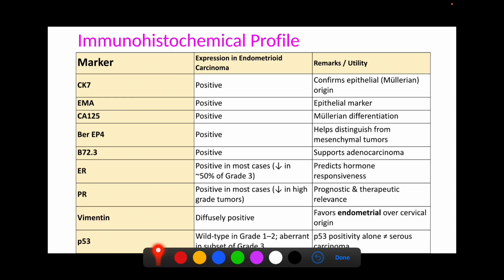Vimentin is diffusely positive in endometrioid carcinoma, which favors endometrial over cervical origin, so it is an important IHC marker. And P53 is wild type in grade 1, 2 and aberrant in a subset of grade 3. So what is wild type? It has patchy or few cells showing expression, and aberrant in grade 3 means a major portion of the cells show positivity, and if it is diffuse positive for P53 alone, then it is serous carcinoma.